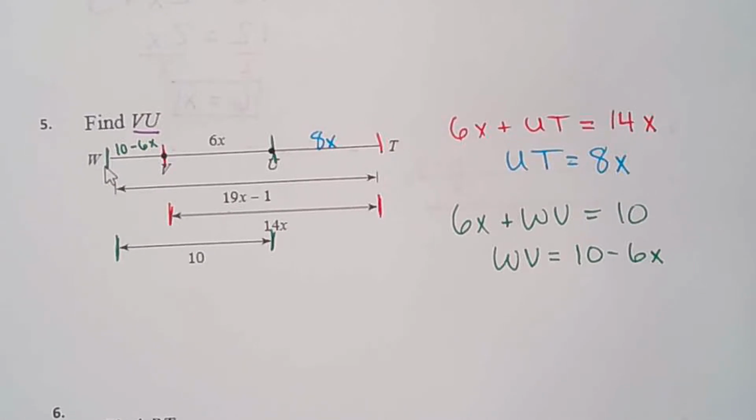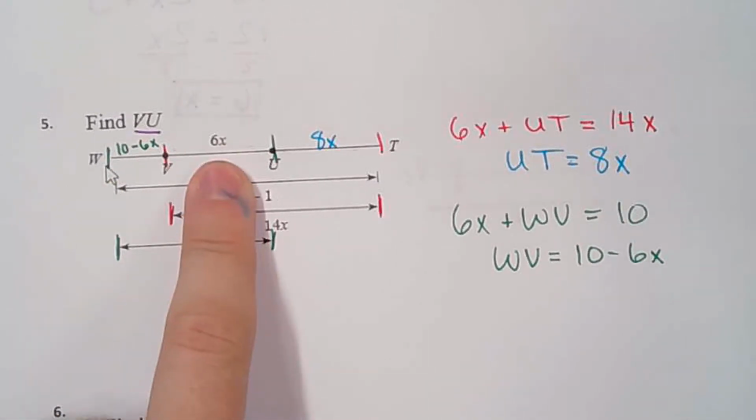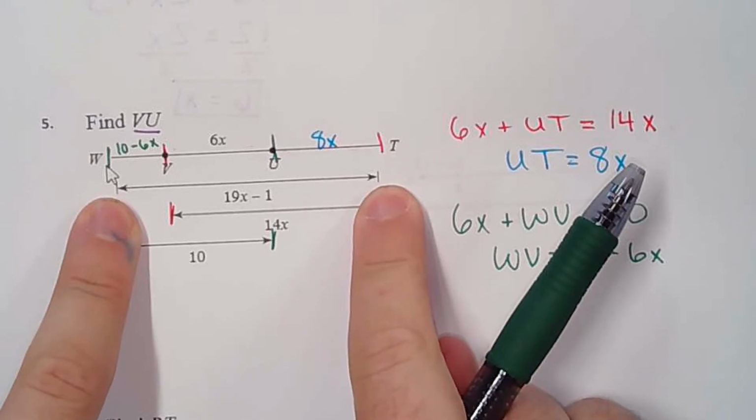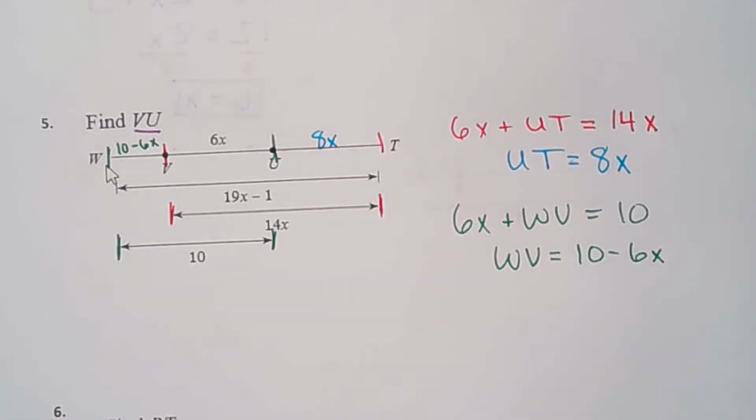Okay, we still don't know what VU is. But now we know that we can add this part and this part together to equal the whole thing, which is 19x minus 1, right? So if we know that, write it.